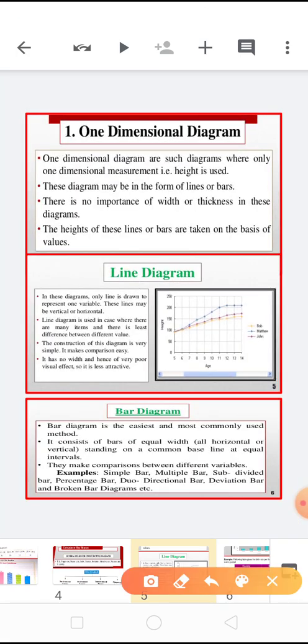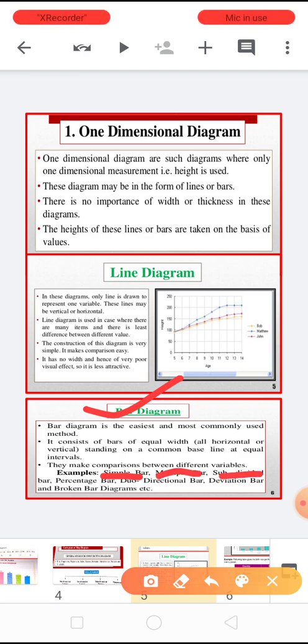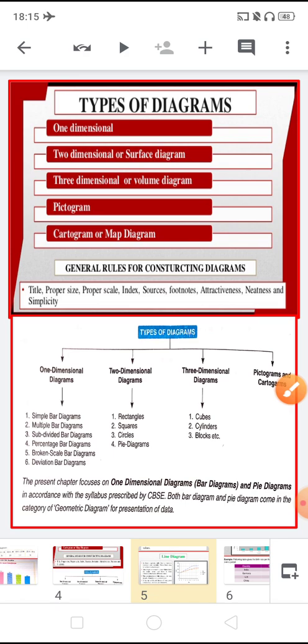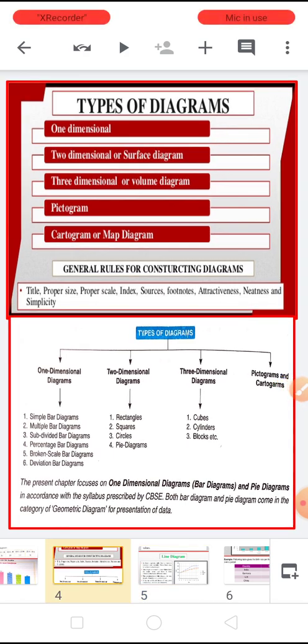Now next we are going to learn the bar diagrams. As I just said, children, bar diagrams are the easiest and most commonly used method. It consists of bars of equal width, all horizontal or vertical, standing on a common base line at equal intervals. So they make comparisons between the different variables. Examples of such bar diagrams are simple bar diagrams, multiple bar diagrams, subdivided, percentage, and divisional bar diagrams, and broken bar diagrams. So these are basically the various kinds of diagrams.